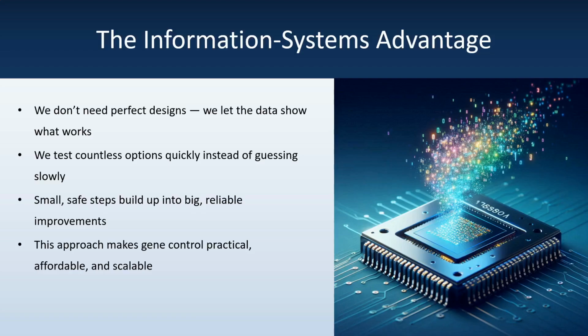This replaces slow, expensive engineering with massively parallel discovery. The risk is distributed, the cost is low, and the process scales naturally. By treating gene control as an information problem, not a design problem, we can map the system with unprecedented resolution and finally guide biological systems by their signals, not by our assumptions.